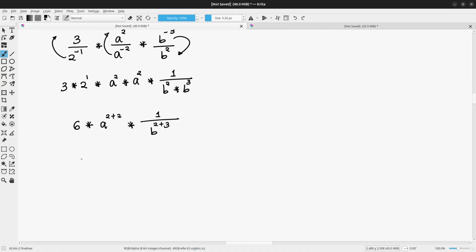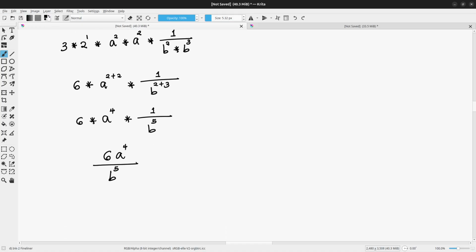So this becomes 6 times a to the power of 4 times 1 over b to the power of 5. And so 6 times a to the power of 4 times 1 gives us 6a to the power of 4 over, in the denominator we only have b to the power of 5. And that is your simplification of the expression.